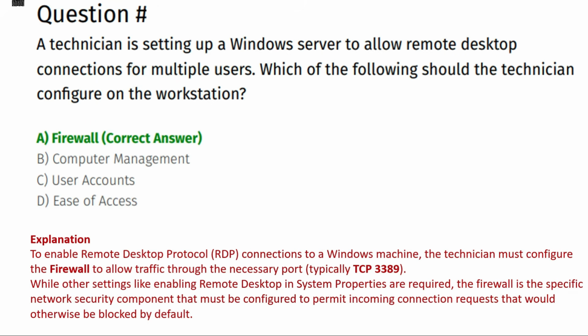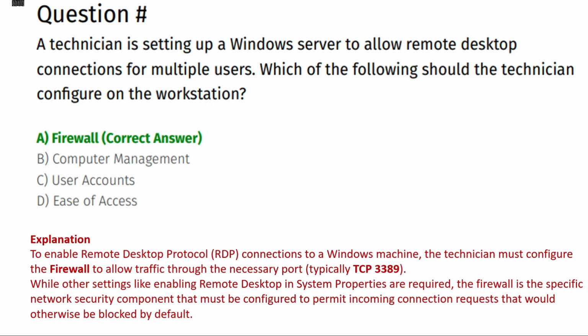The next question is, a technician is setting up a Windows server to allow remote desktop connections for multiple users. So which of the following should the technician configure on the workstation? Option A, firewall. Option B, Computer Management. Option C, user accounts. Option D, Ease of Access. And the correct answer for this question is option A, firewall. So let's check the explanation.